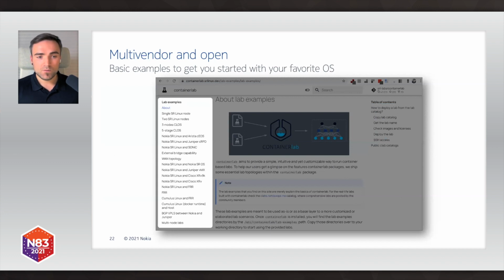Now, as I mentioned, we have a lot of operating systems already supported, and it might be challenging for you to start not knowing the ropes of the game. To make this process easier for you, we created lab examples for practically every network operating system that we integrated with Containerlab. If you go to containerlab.srlinux.dev, you will have the lab examples section in the top menu, and on the left-hand side all the various labs that we created for you with different operating systems, so you can jumpstart with the operating system of your choice.